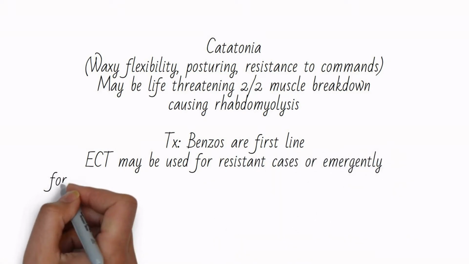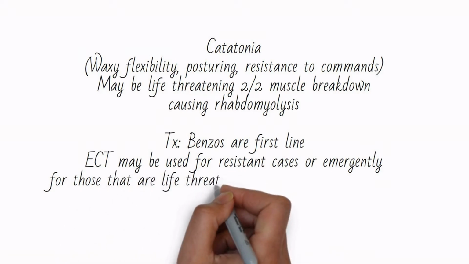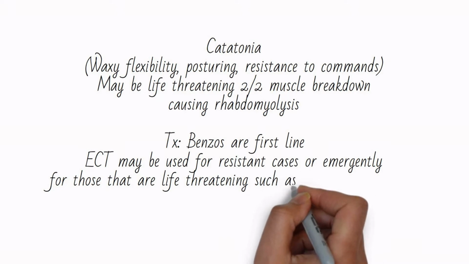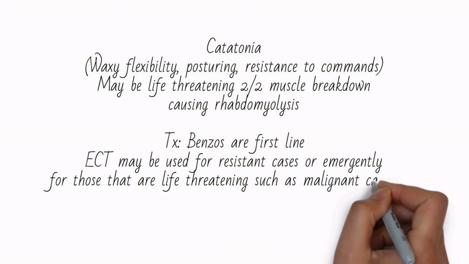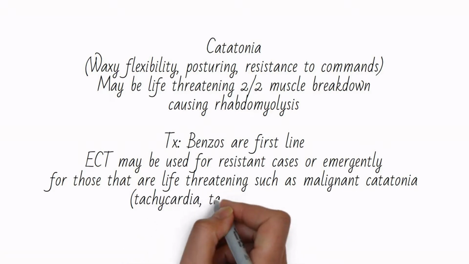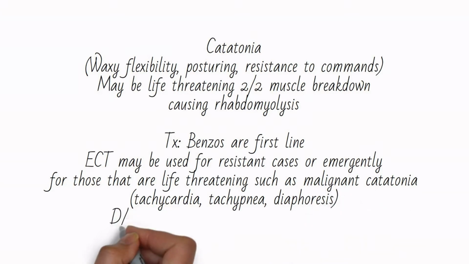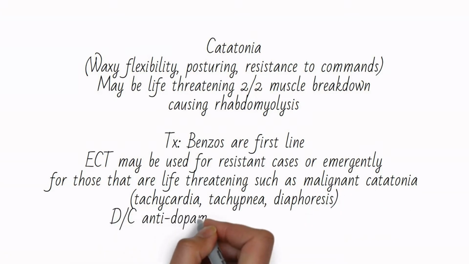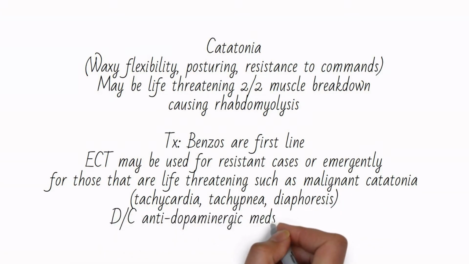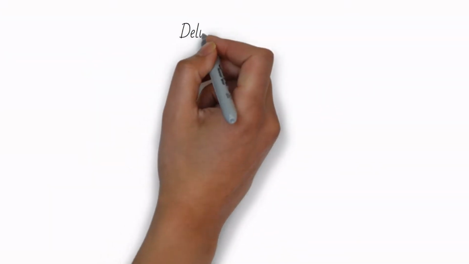This can actually be dangerous because of the muscle contraction, breakdown, and resulting rhabdomyolysis and even malignant catatonia that can occur. This is characterized by hyperthermia, tachycardia, tachypnea, and diaphoresis. Benzodiazepines are first-line treatment. Electroconvulsive therapy may be used in resistant cases or for emergent treatment in life-threatening cases. Antidopaminergic medication should be discontinued until the catatonia resolves.